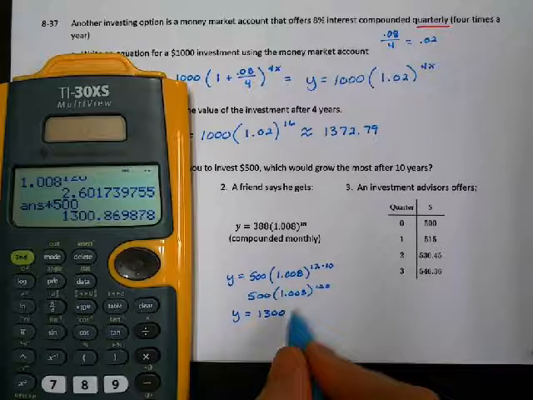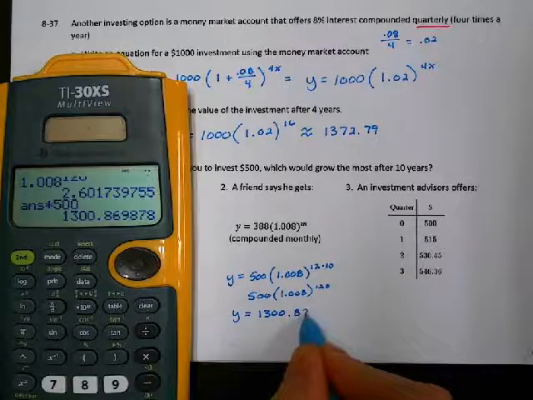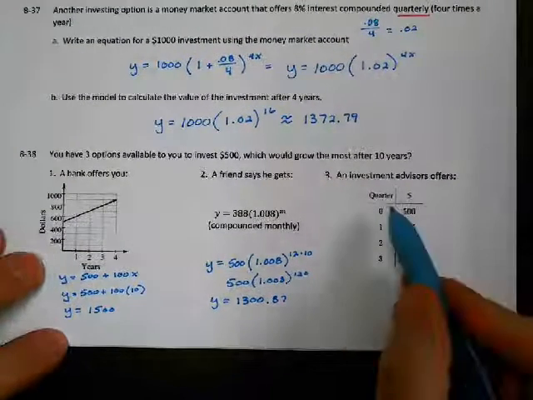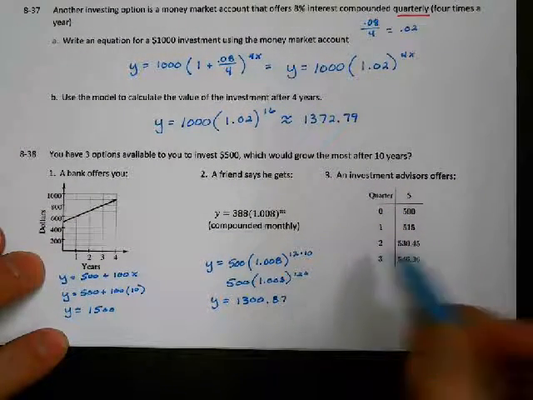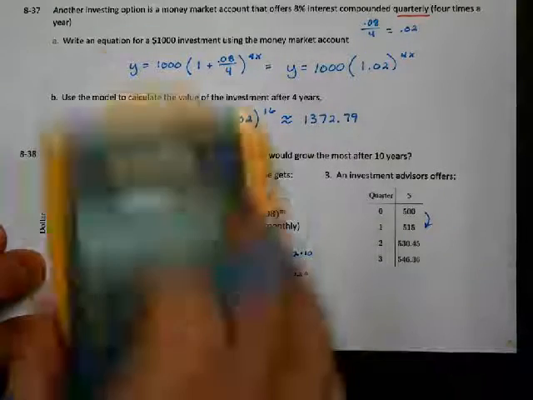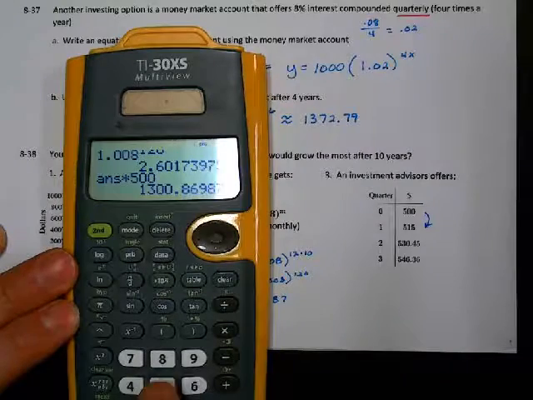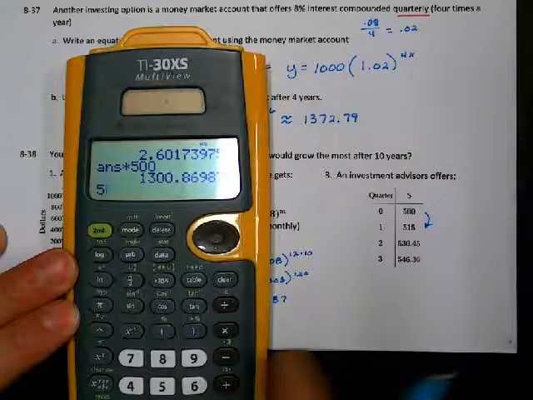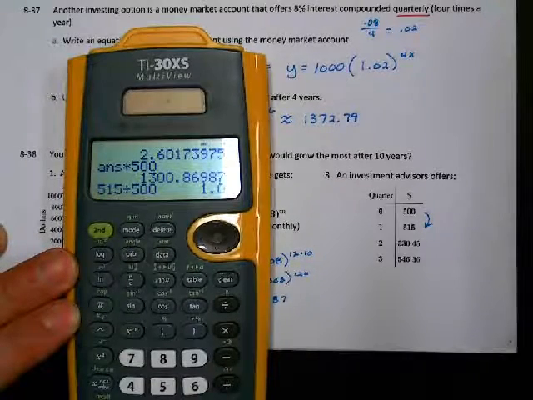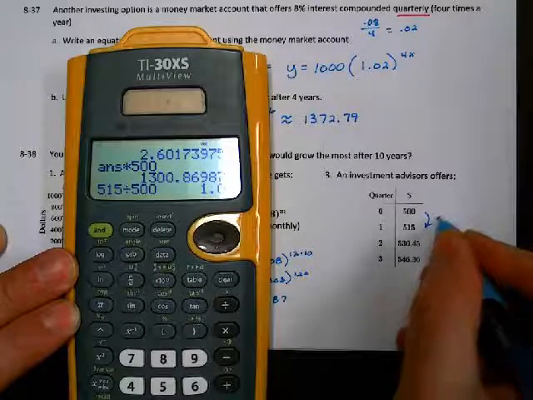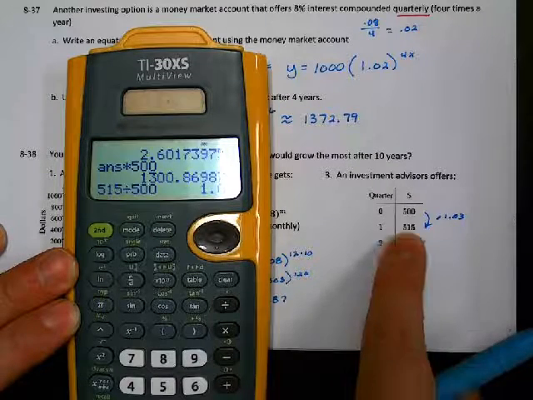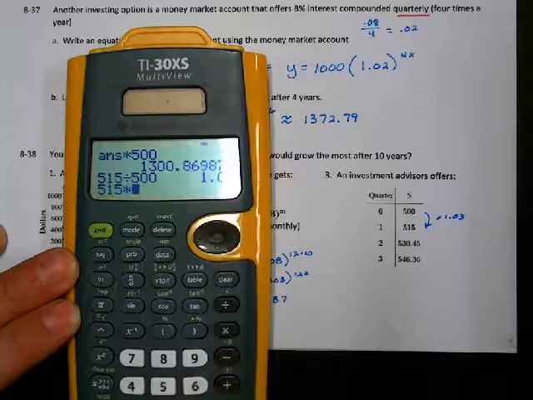Okay, last one. Looks like they're doing it quarterly. Okay, so how much are they multiplying by each quarter? So I'm going to do 515 divided by 500, 1.03. And let's just double check to make sure that's still happening. So if I do 515 times 1.03, we get 530.5. Okay, so yeah, it's working.